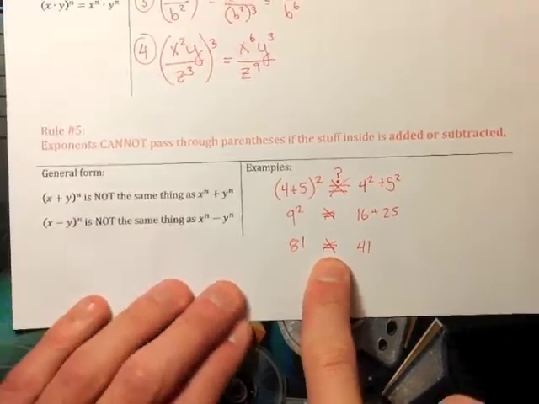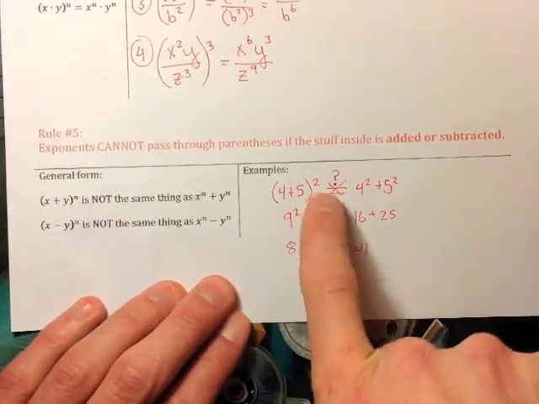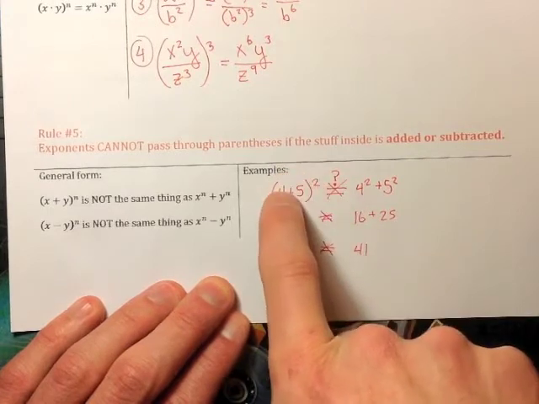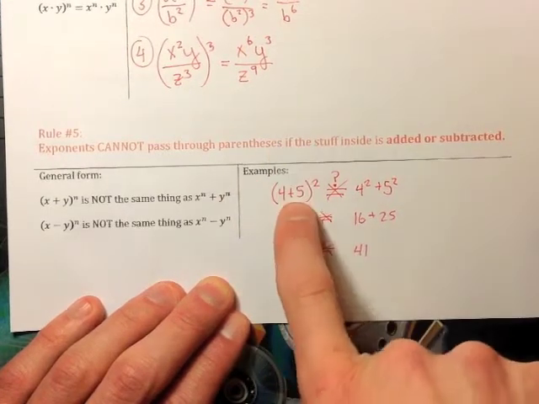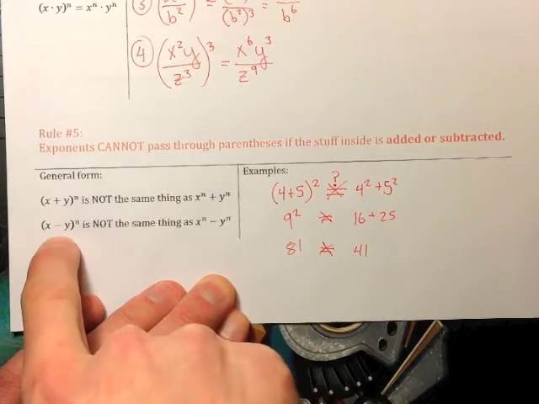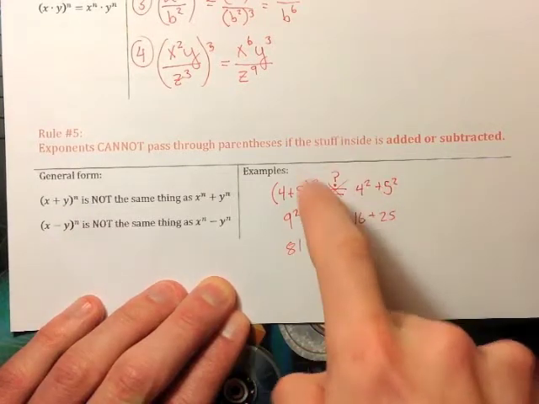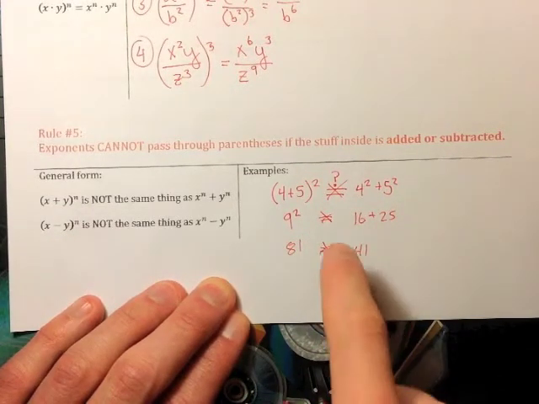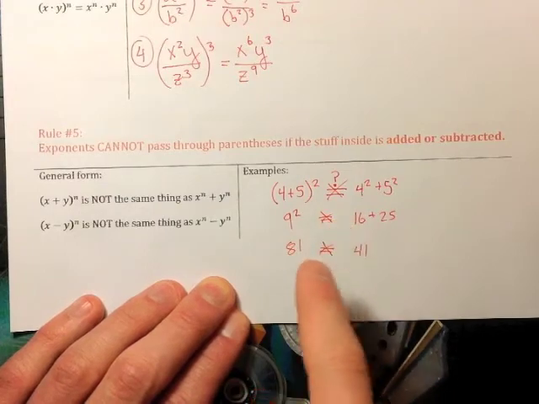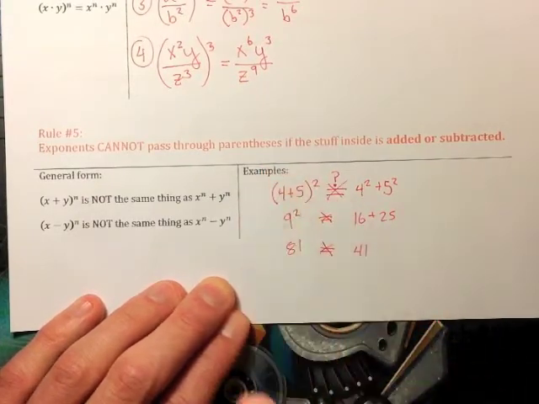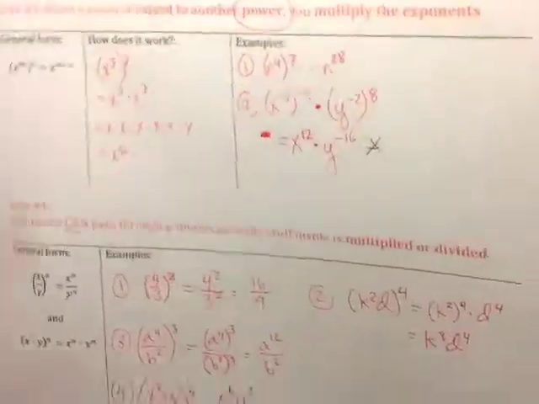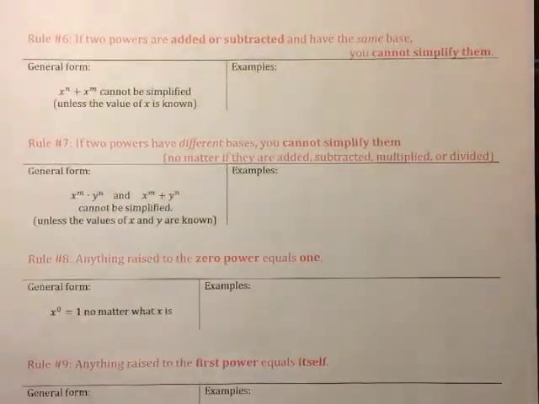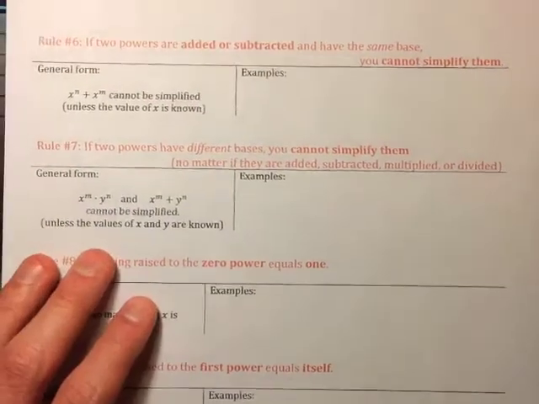So the lesson we learned here is that you cannot pass the exponent inside of parentheses if the stuff inside is added. Same thing is true if you subtract them. You cannot do that. And later on in this course, we will find out what you can do in this case. Alright, let's move on to rule number 6. We are cruising along.